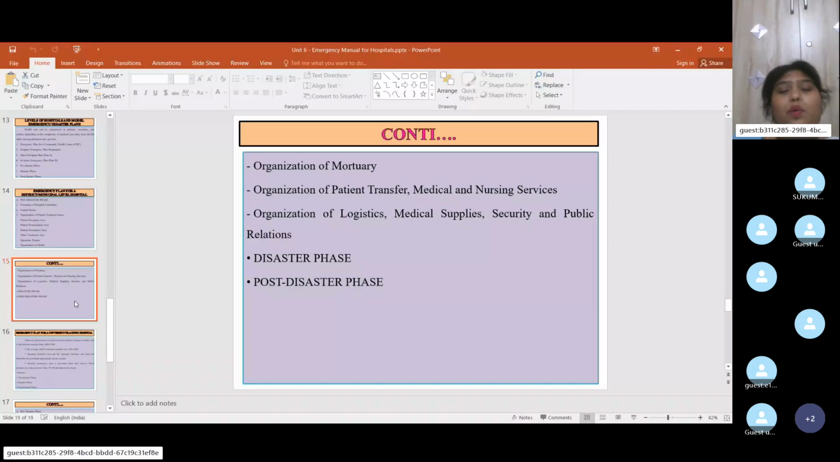And then comes the post disaster phase, wherein we sit to find out what were the flaws, what were the pros and cons, what were the weaknesses of the medical staff in rendering services to the victims of disaster.